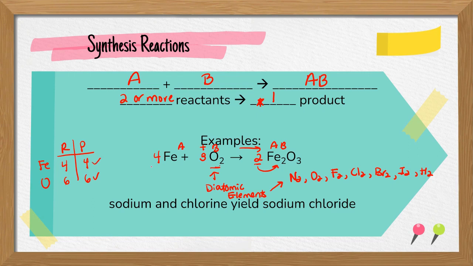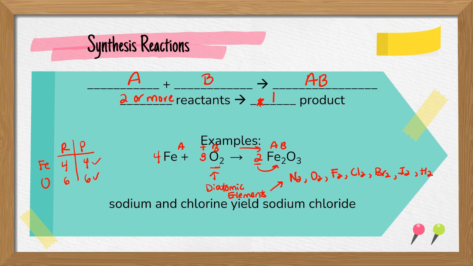And then the last thing we want to do is make sure our coefficients are in lowest terms, that we can't reduce them. So we have 4, 3, 2. There's nothing that they all divide into, so we're good. That's lowest terms. So the coefficients would be 4, 3, 2. Don't forget to balance after you write the equation.